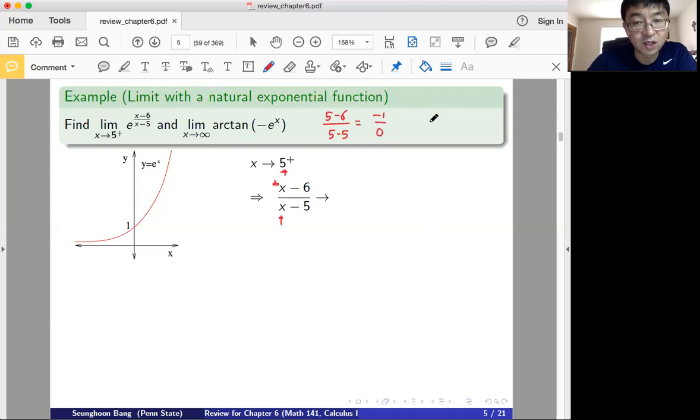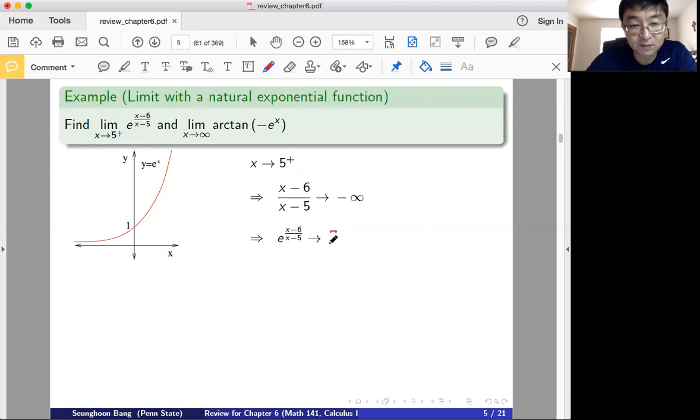So what does it mean? Minus 1 over 0 has 2 possible answers, infinity or negative infinity. How can you decide? You can use a one-sided limit. Here, x value approaches 5 from the right. I want to choose a test number, 5.1. You plug into x here. What's that? This is 5.1 minus 6 over 5.1 minus 5. Top one is negative. Bottom one is positive. Negative over positive is minus infinity. So like this, right? So what's it like, e to the x minus 6 over x minus 5? What's that?